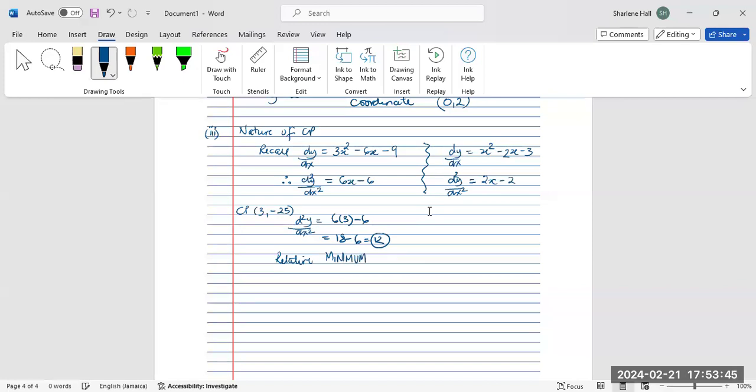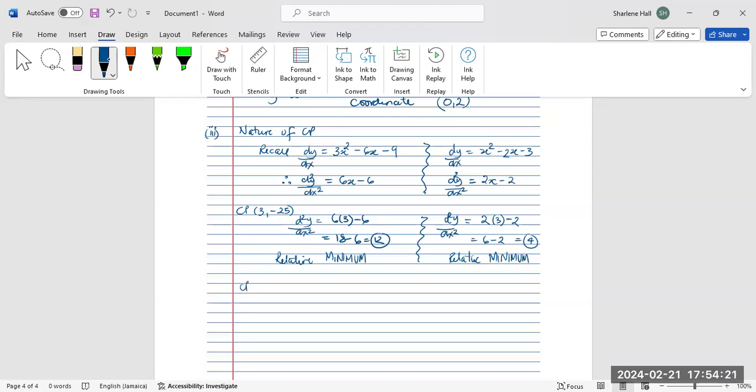Agreed? Agreed. So watch this other method now. If I use d squared y by dx squared, which equals 2 times 3 minus 6, minus 2, it's going to be 6 minus 2, which is equal to 4. Still positive, don't? Yes, sir. Relative minimum.